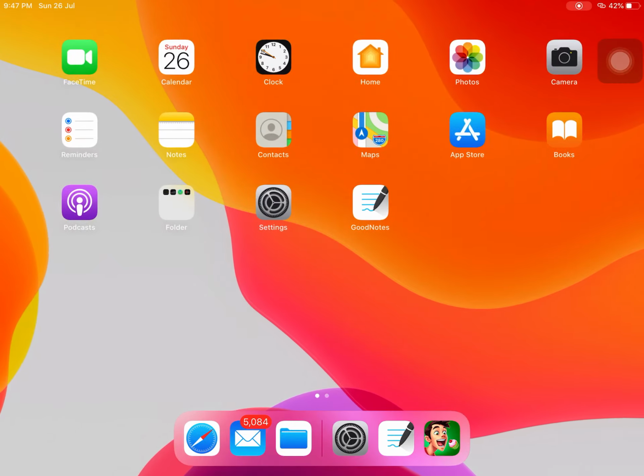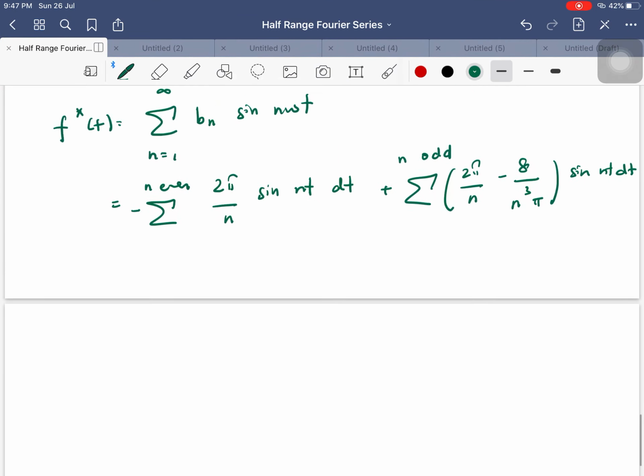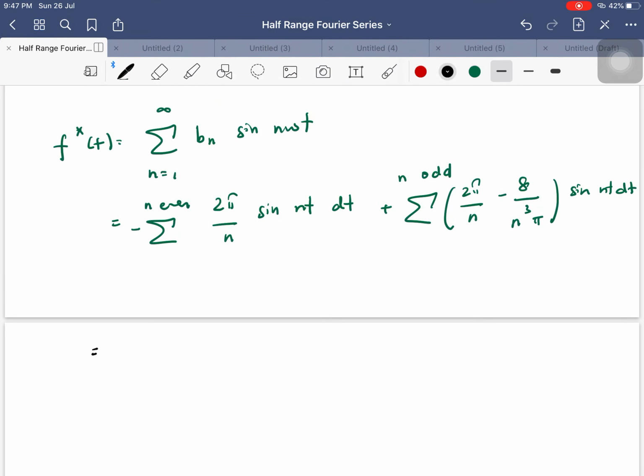Okay, for the one that is even, I'll end up with negative. Whatever is not related to n, I'm going to pull that out. I'm referring to the 2 pi. Those two are not related to n. So I'm going to write that as negative 2 pi, sum from n equal 1 to infinity.